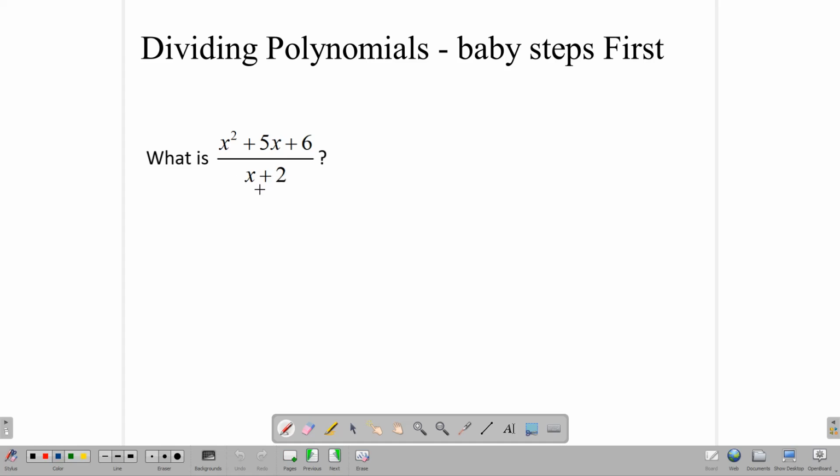But right now, we want to keep it simple. So let's go x squared plus 5x plus 6, and we want to divide it by x plus 2. So let us set up our algorithm. And here we have x squared plus 5x plus 6, and we want to divide by x plus 2.